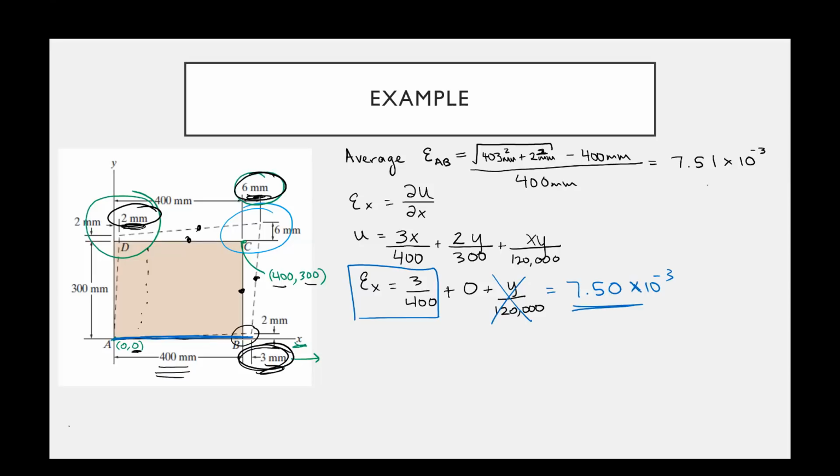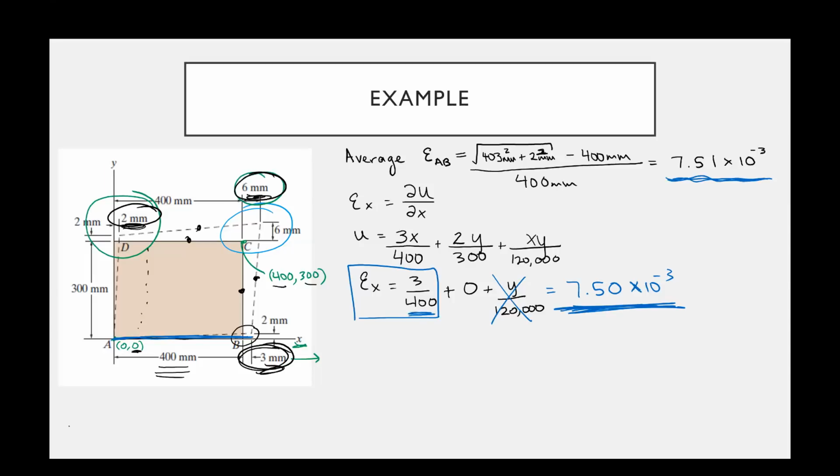So very close to this average estimate. This would be more accurate, but it's very close to that average estimate. And in this case, this is a uniform strain value. And so at any point, we're going to get this same value.